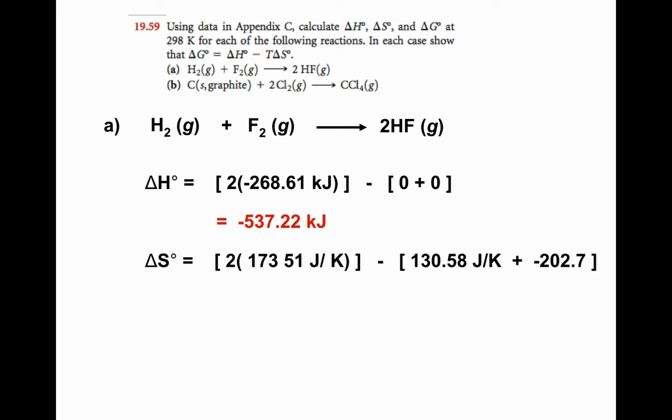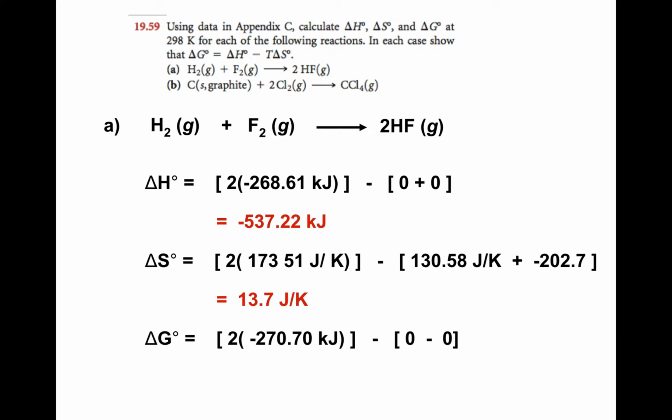We can look up S's of formation, right? These are absolute values. We subtract the S's of the reactants from the S's of the products to get the change in delta S at standard conditions. Calculated the same way, right? The sum of the products minus the sum of the reactants. I get this in joules per Kelvin.